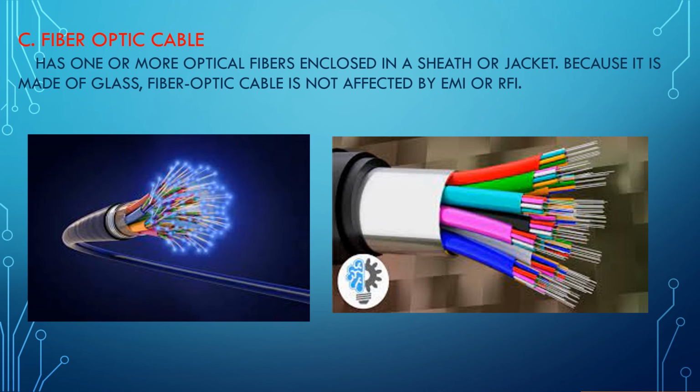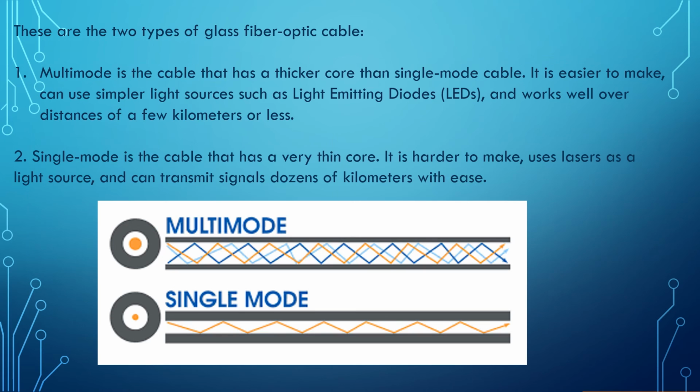The third type of cable is the fiber optic cable. It has one or more optical fibers enclosed in a sheet or jacket. Because it is made of glass, fiber optic cable is not affected by EMI or RFI. There are two types of glass fiber optic cable. The multi-mode is the cable that has a thicker core than single-mode cable.